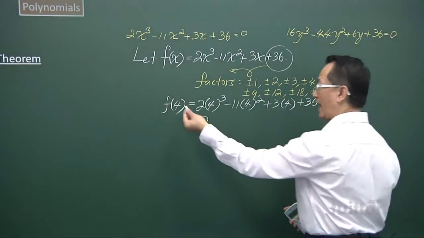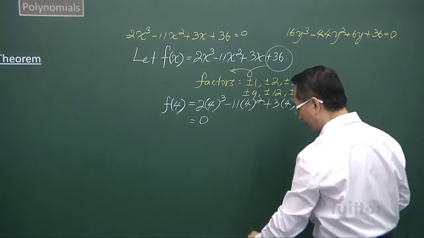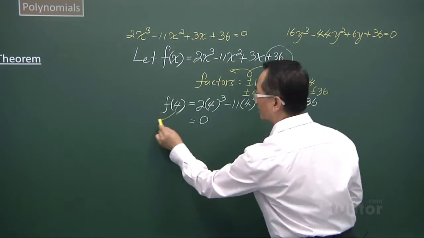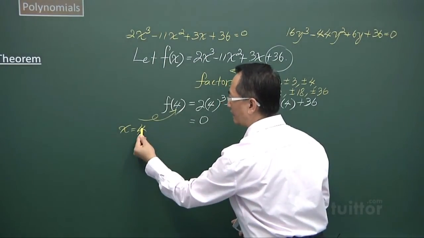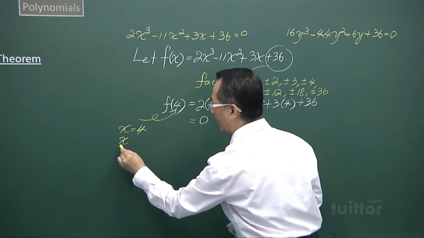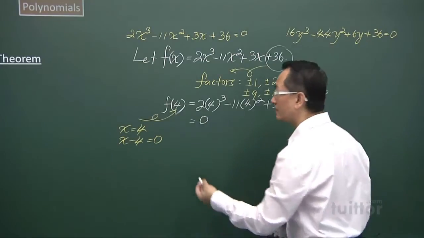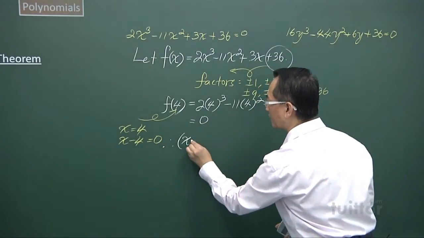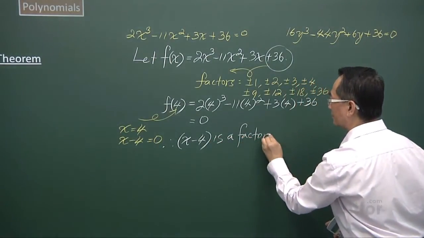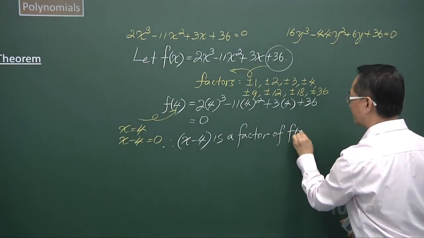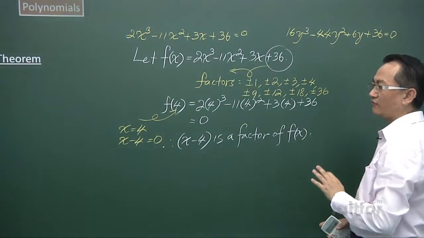Now, if f(4) equals 0, it means that if I work backwards, this is the x value I use. If I transpose the 4 to the left-hand side, I have x minus 4 equals 0. So this is how I get the first factor. I conclude x minus 4 is a factor of f(x). So that is using the factor theorem.